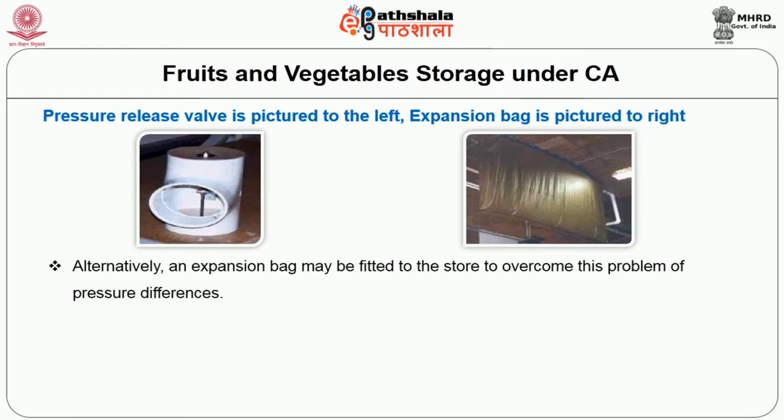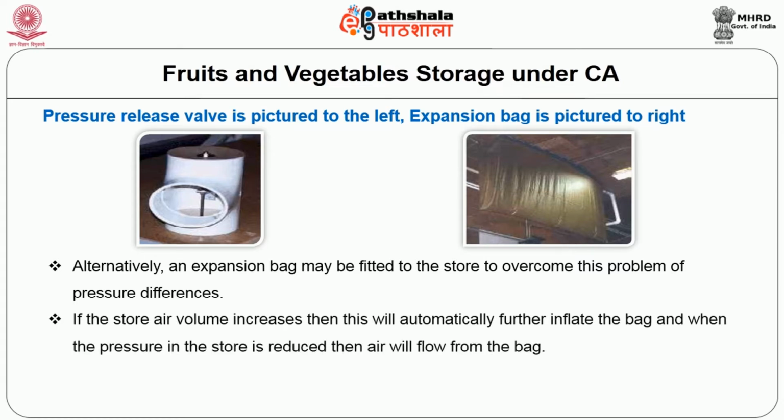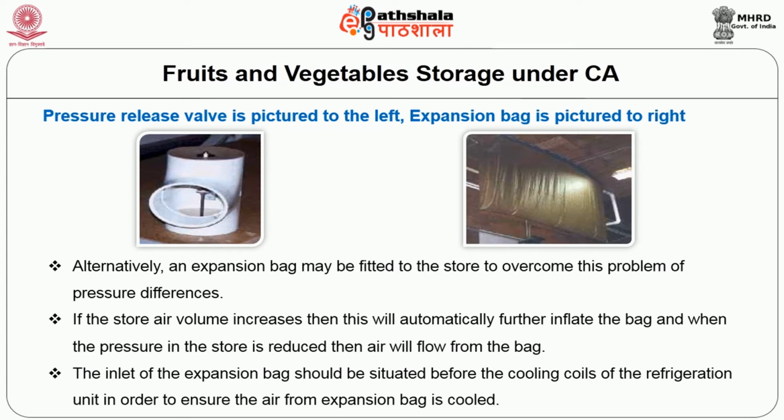Alternatively, an expansion bag may be fitted to the store to overcome this problem of pressure differences. If the store volume increases, this will automatically further inflate the bag, and when the pressure in the store is reduced, then the air will flow from the bag. The inlet of the expansion bag should be situated before the cooling coils of the refrigeration unit in order to ensure that the gas from the expansion bag is cooled.